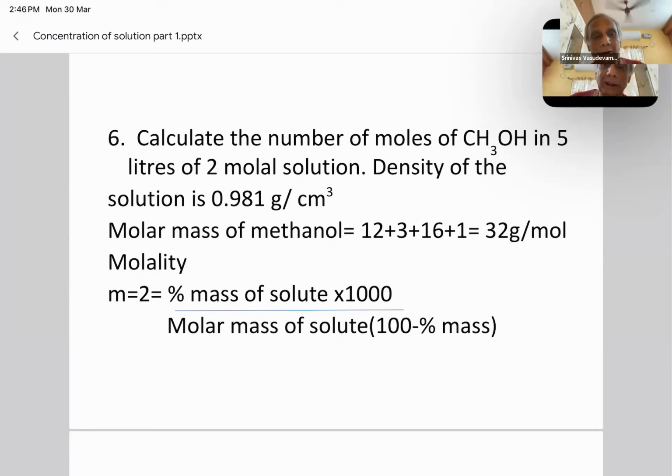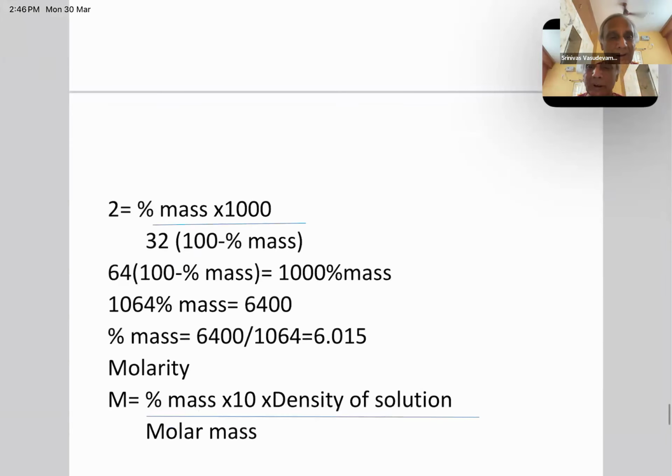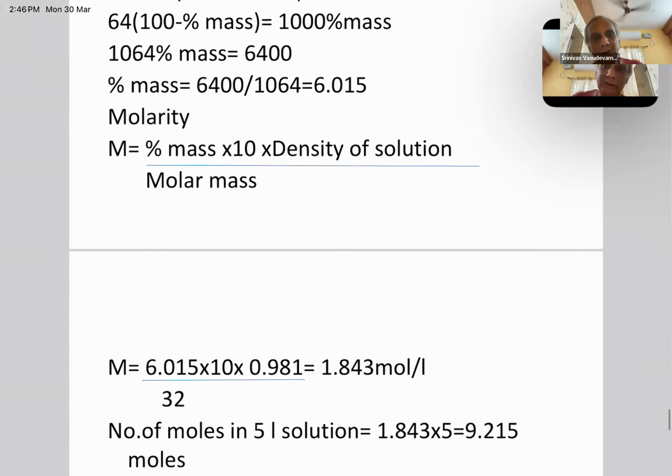So molality equal to 2, which is equal to percentage mass of solute by molecular mass of solute into 1000 by 100 minus percentage. So by substituting the values, I can get the percentage mass of the solute here. 2 is equal to percentage mass by 32 into 1000 by 100 minus percentage mass. So percentage mass of solute comes out as 6.015. Here, that's the percentage mass.